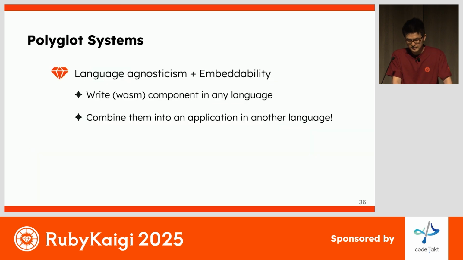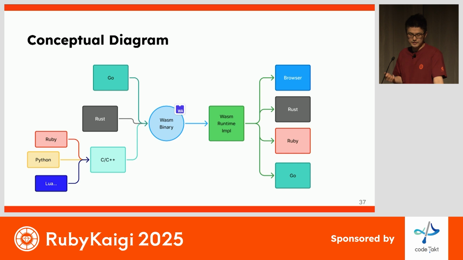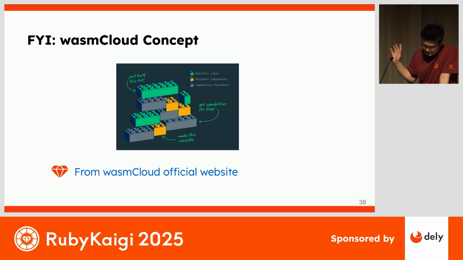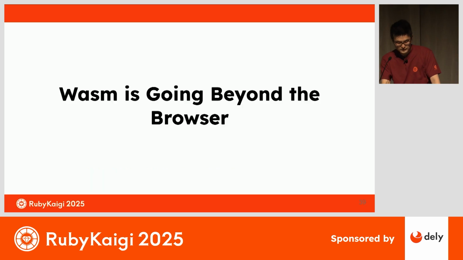Combining languages with embeddability allows developers to build applications by combining components written in different languages. The diagram on the website of wasmCloud, an open source WASM apps orchestration platform, gives a good example. In essence, WASM's value extends well beyond just the browser. Okay, now that you understand WASM's background, let's dive deeper.